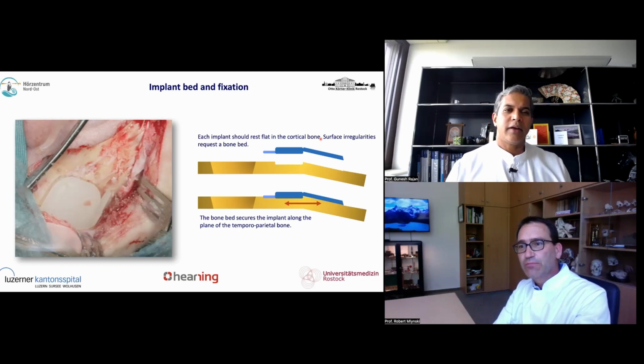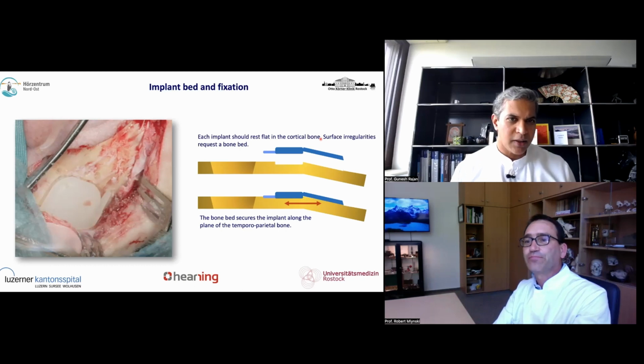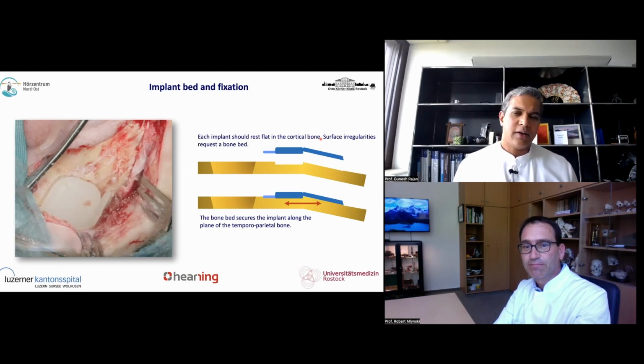Shall we continue? I totally agree. I think in children as well, if you can make the well as deep as possible, it also doesn't stick out too much. So it's less susceptible to trauma, because that's a big issue in children. And I think that's a good way.